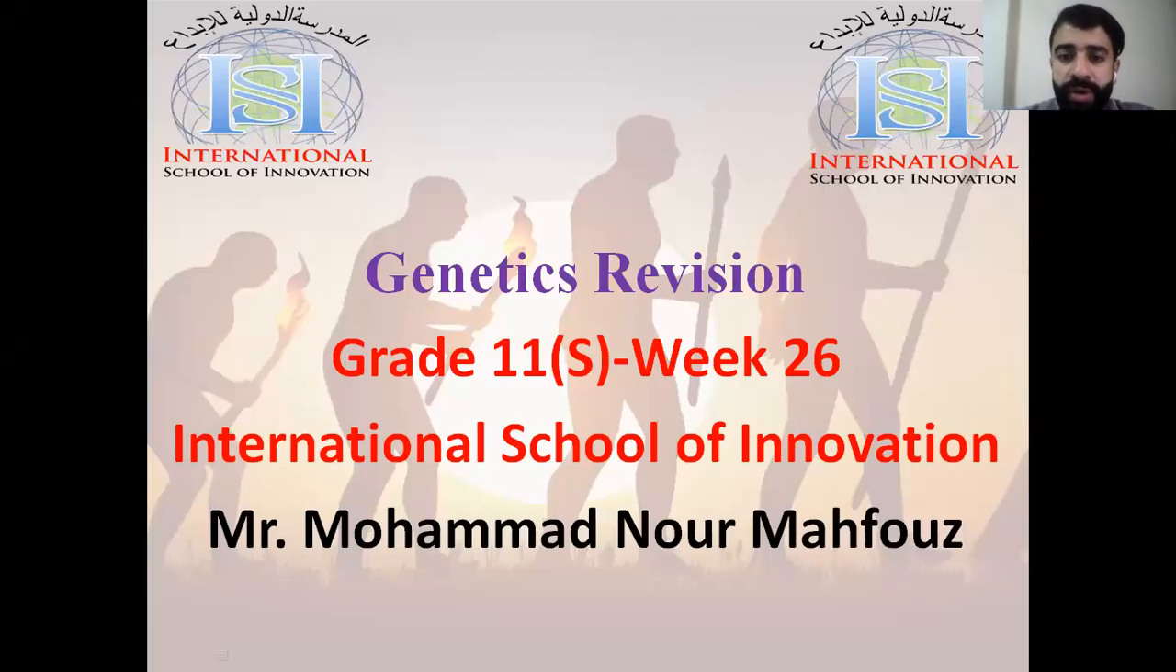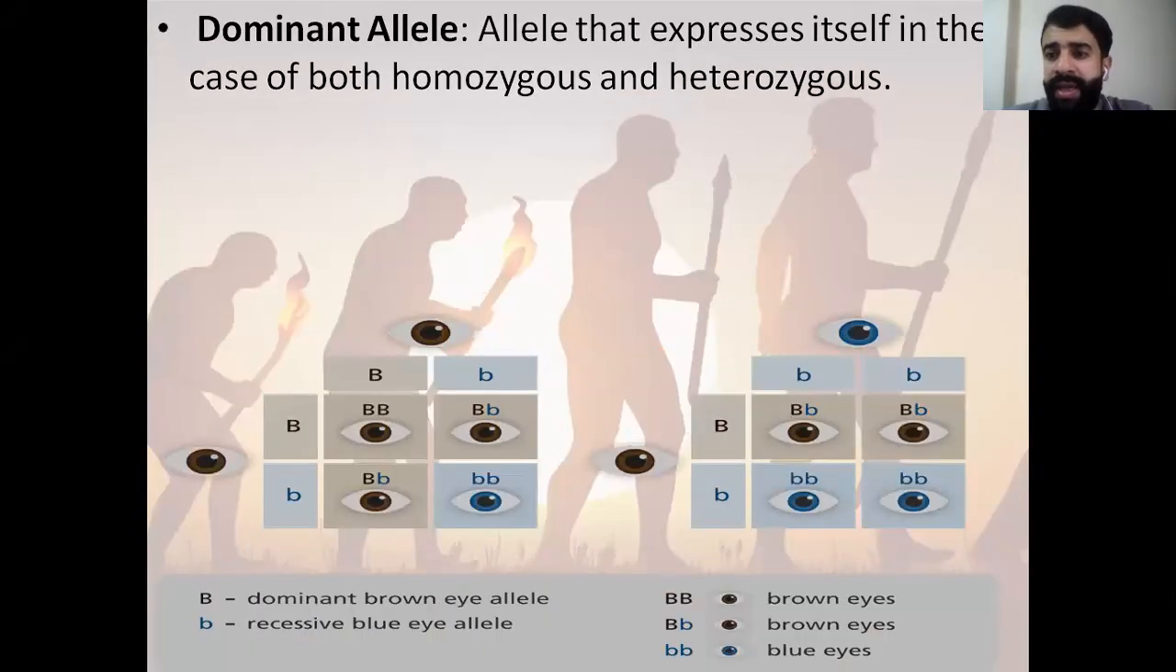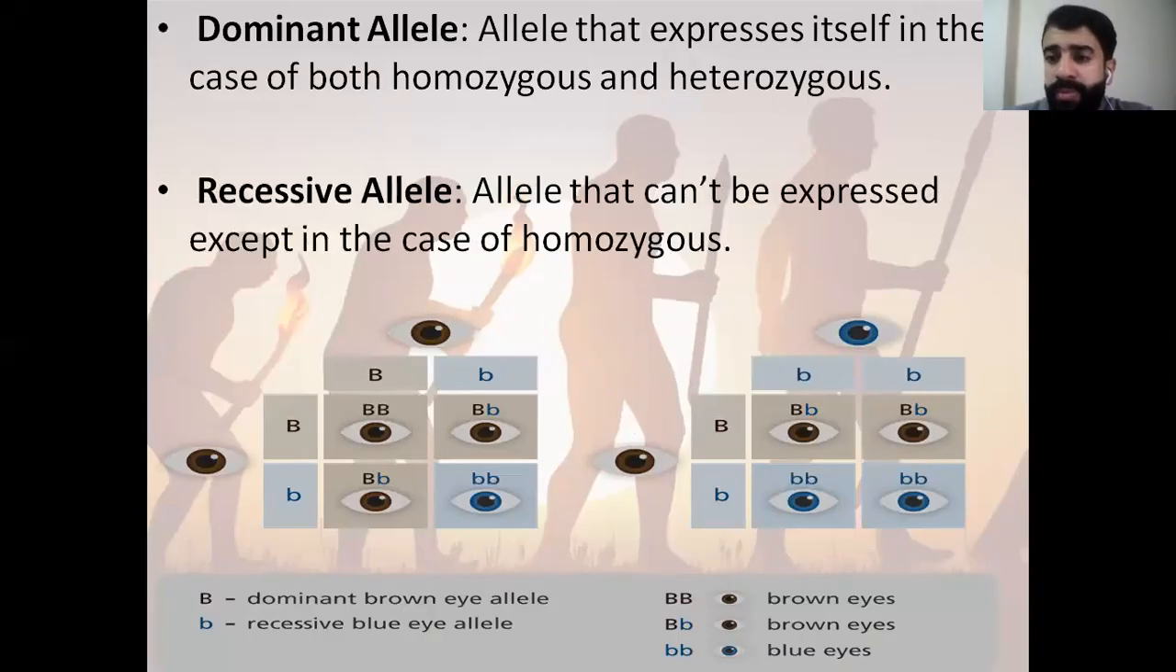In this session, we're going to continue with the revision about genetics. We're going to move quickly through the notes. We talked about the dominant allele. The dominant allele is the strong allele that can be expressed in both homozygous and heterozygous cases, where both are dominant or one is dominant and one is recessive.